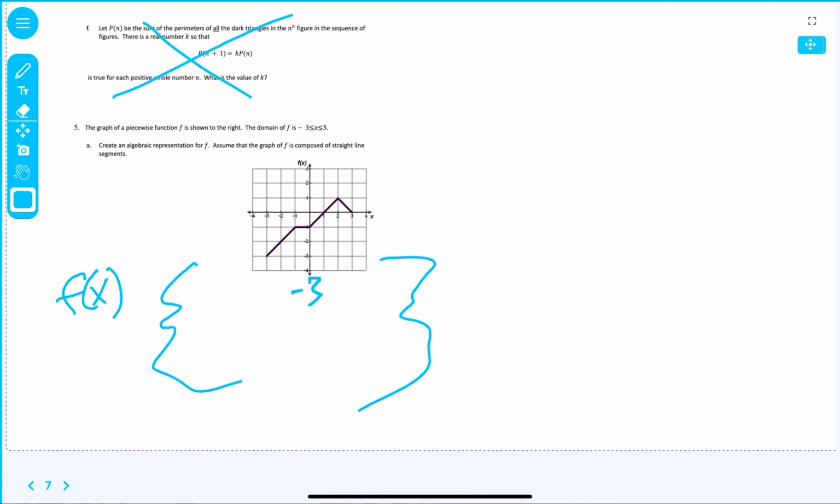Okay? And we're going to have -3 less than or equal to x, less than... what was that, -1? Oh, not equal to. We got to pick one. So we'll say -1, which means we're going to have -1 less than or equal to x less than 0. And then 0 less than or equal to x less than 2. And 2 less than or equal to x less than or equal to 3.